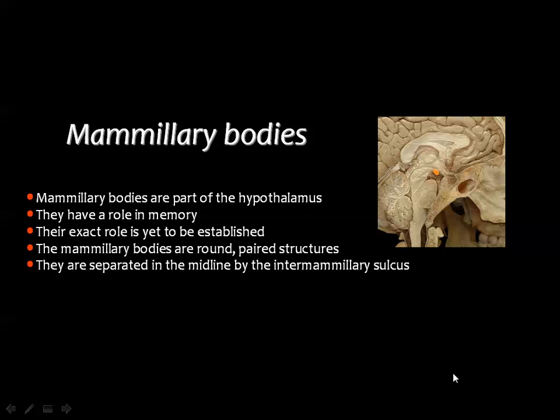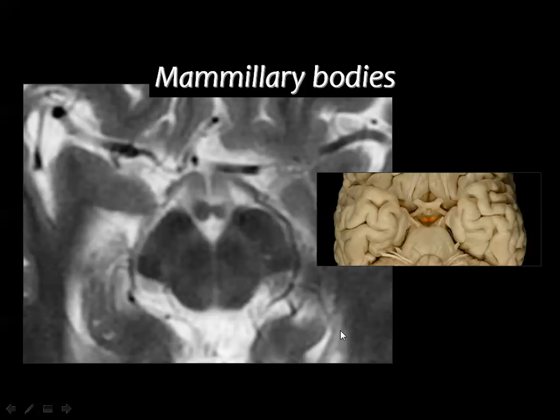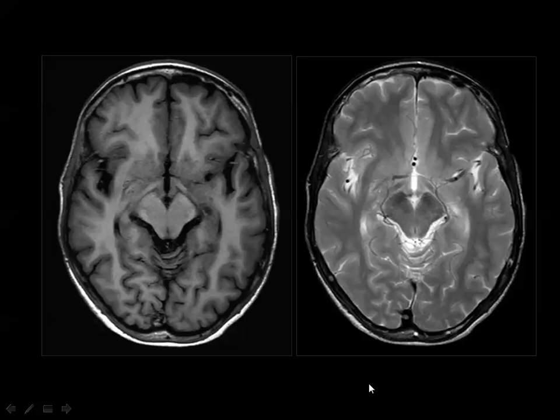Then the mammillary bodies are part of the hypothalamus. If you remember the lecture of the suprasellar pathology, they have a role in memory, and their exact role is not yet established. Mammillary bodies are rounded structures on either side of the midline. They are separated by the intermammillary sulcus, and this is the site of the intermammillary sulcus. Then once more, here you see the quadrigeminal cistern, and this is the optic tract. These are the mammillary bodies, the intermammillary sulcus, the interpeduncular cistern, and the cerebral peduncle on either side.